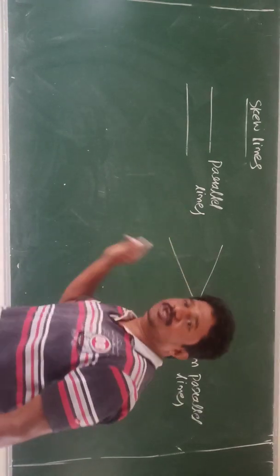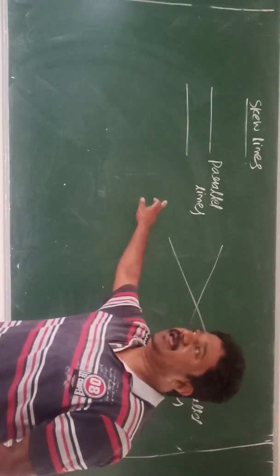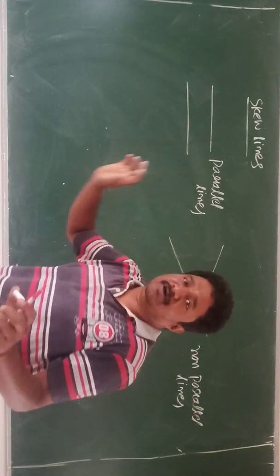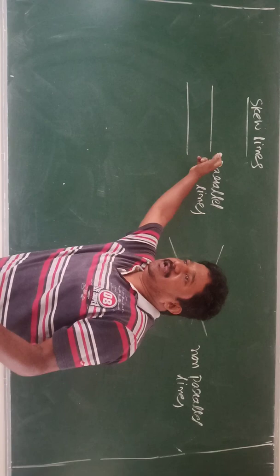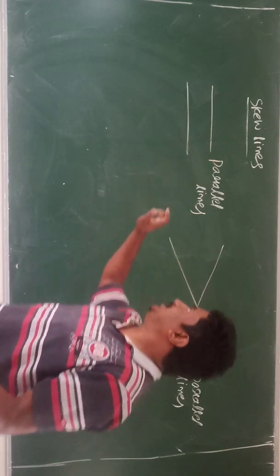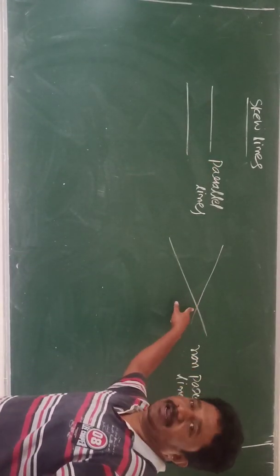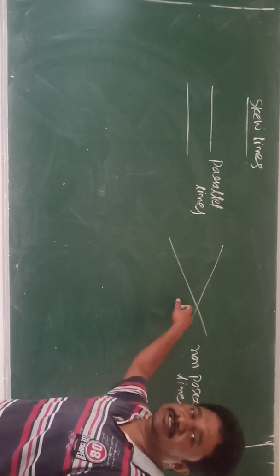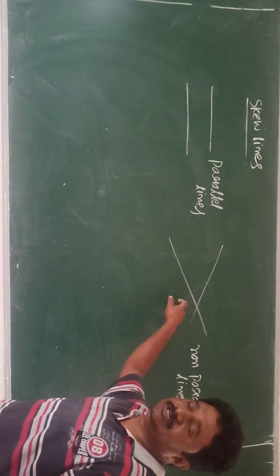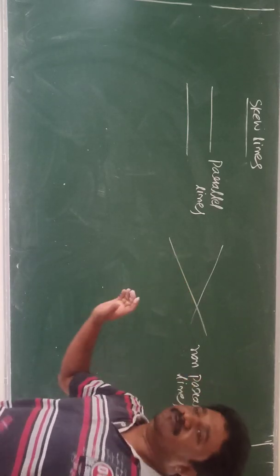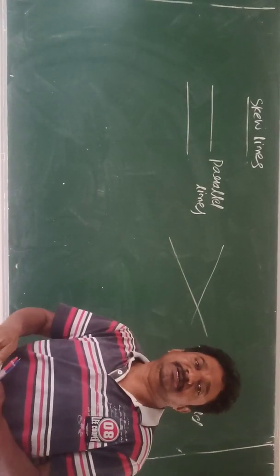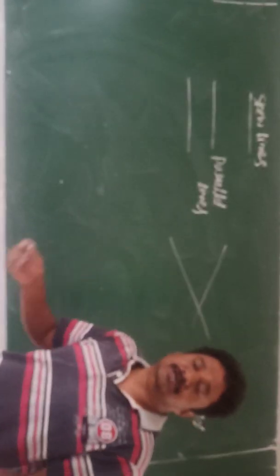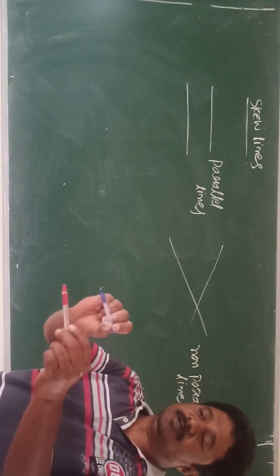Observe both the figures, students. On a plane, parallel lines never intersect. Non-parallel lines must intersect. The same thing will not happen in space. Space lines are completely different from plane lines. Look at this, students.